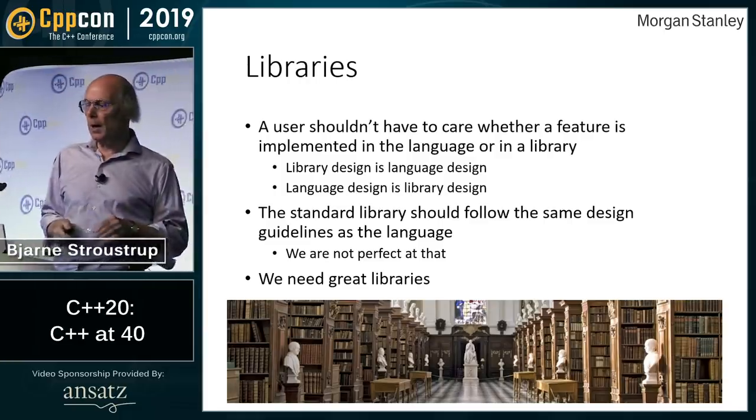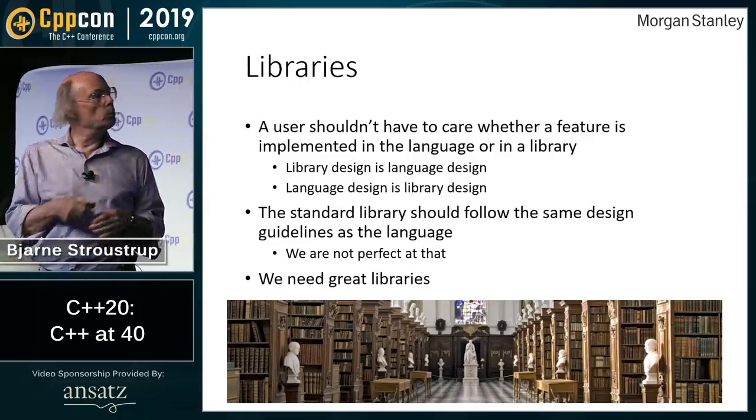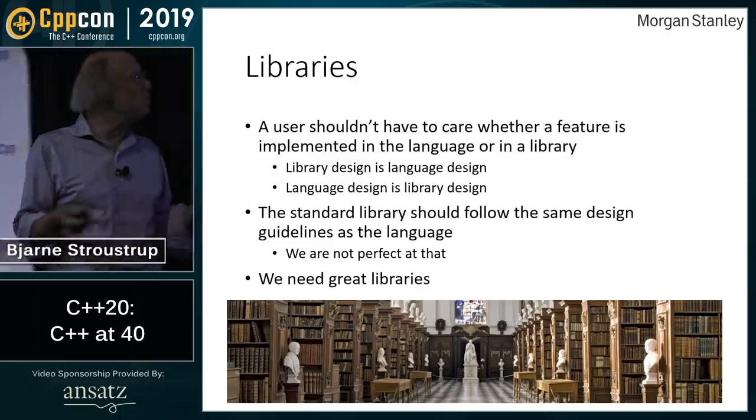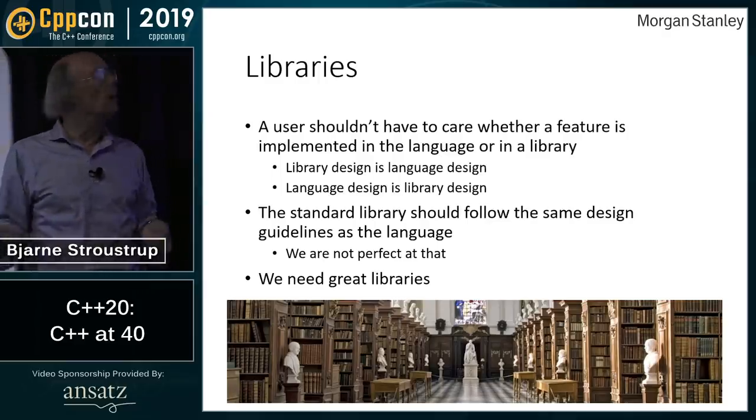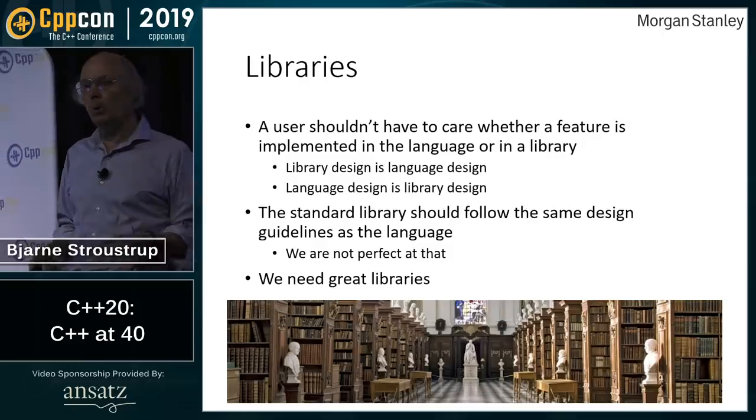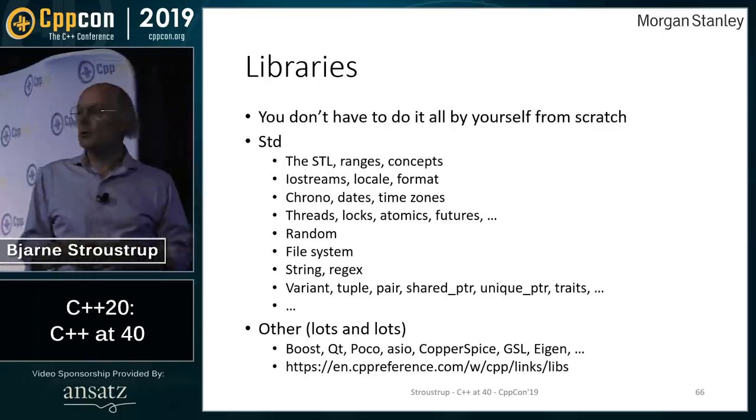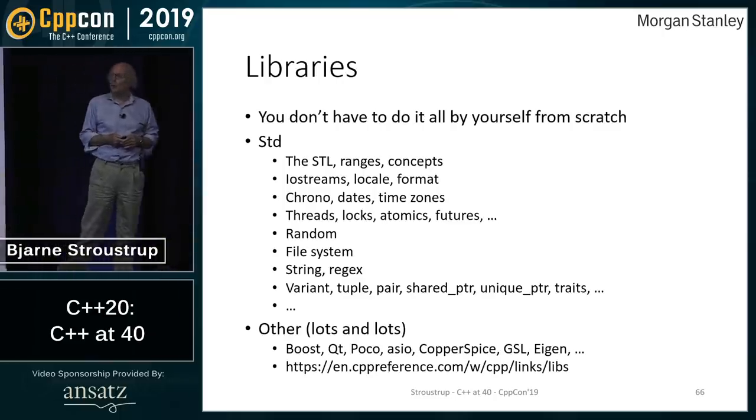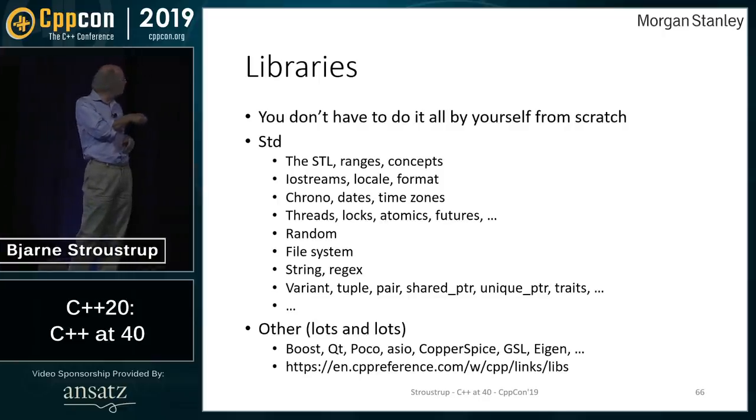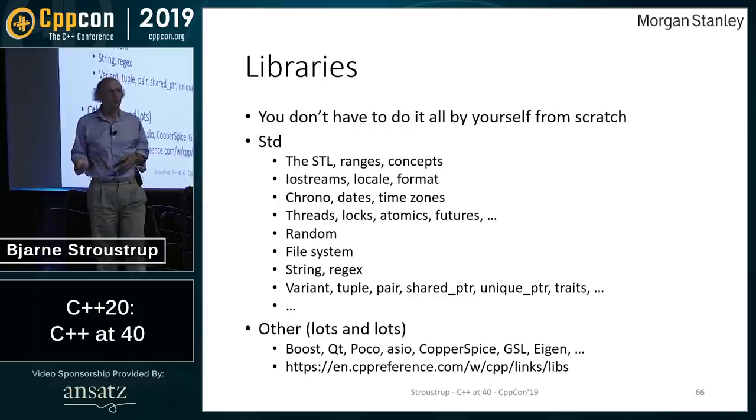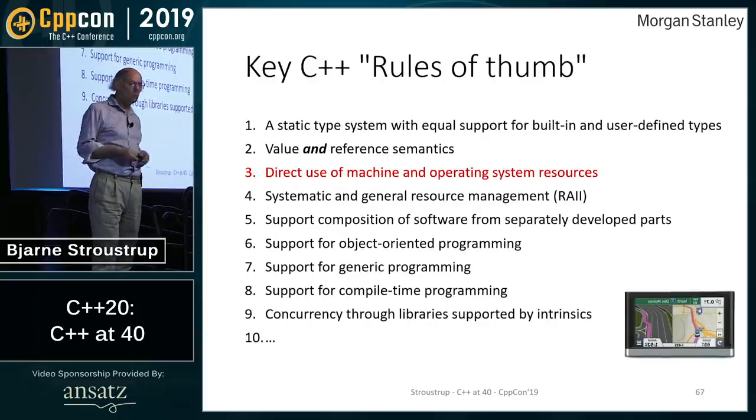And so we need great libraries. The standard library should be designed with the same principles as the language facilities because it is fundamentally the same thing. I don't want to know whether a complex number is a built-in or a user-defined type. We have lots of libraries. A lot of them are in the standard, and we should get more in the standard in the future. There's at least an order of magnitude, probably two orders of magnitude, between the nice stuff we get in the standard library and the nice stuff we get by downloading. So, the rules of thumb.